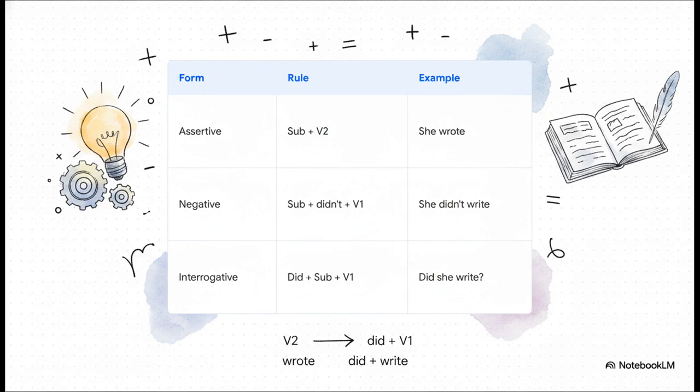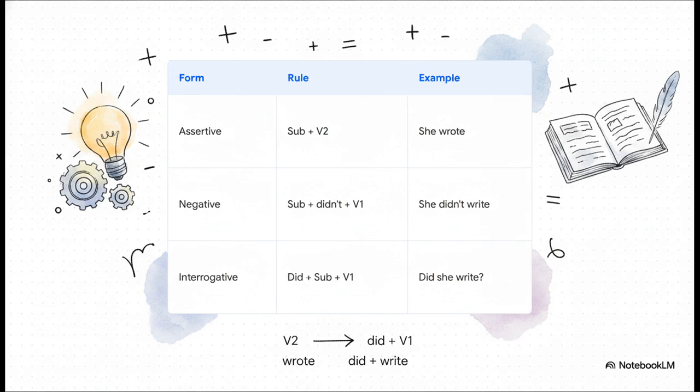And this brilliantly illustrates the interaction of these variables in the simple past across different sentence types. In the assertive, we use V2. She wrote a letter. But look closely at the negative and interrogative forms. We introduce the operators "did" or "didn't." When we do that, the main verb is forced to swap back to its base V1 form. So "wrote" mathematically reverts to "write."